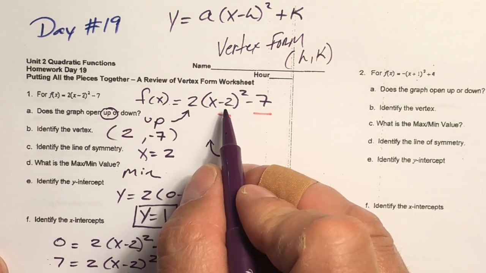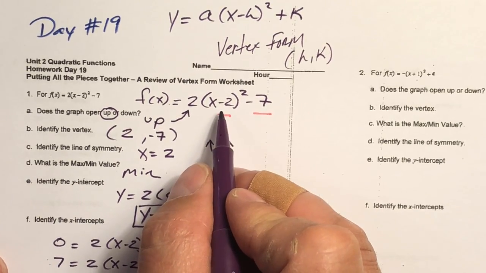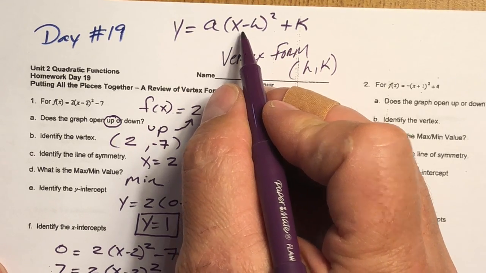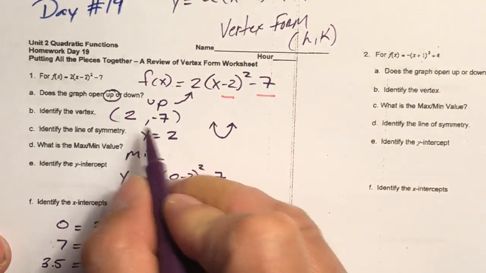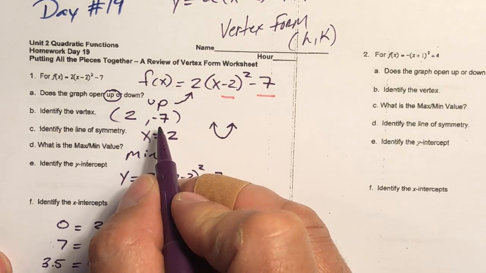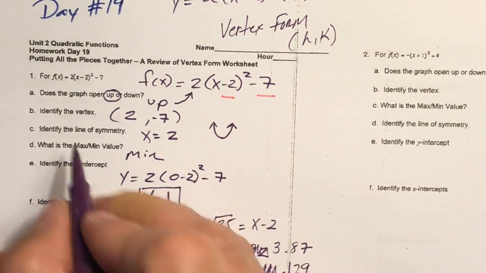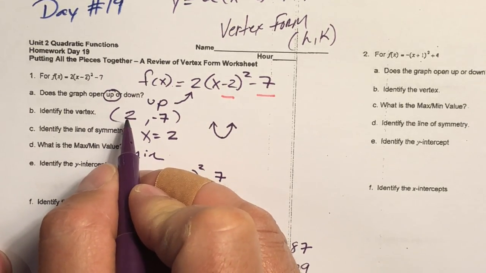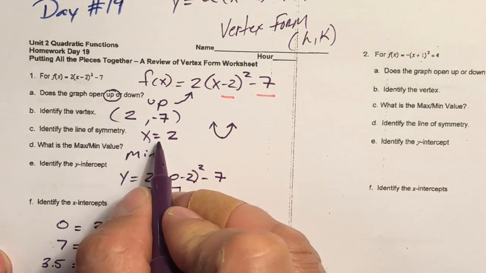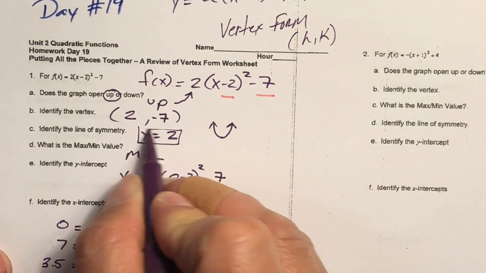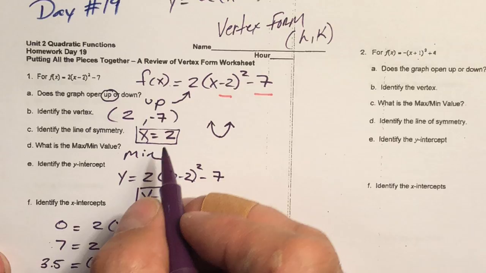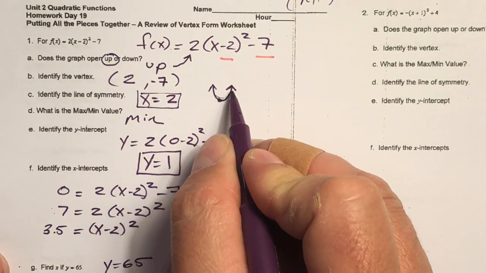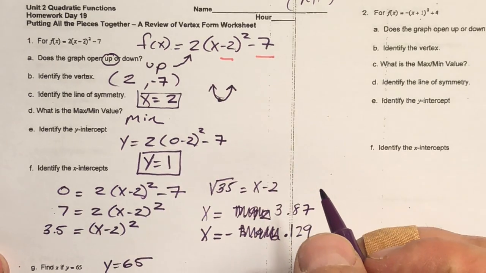And my vertex is (h, k). Remember, h is a liar. Because of that negative sign right there, whatever you plug in, it's going to make it the opposite. So my vertex is (2, -7). Identify the line of symmetry. Remember, your line of symmetry is just the x-coordinate of your vertex. So x equals 2, that's the equation for my axis of symmetry. This is going to have a minimum point because it opens up.